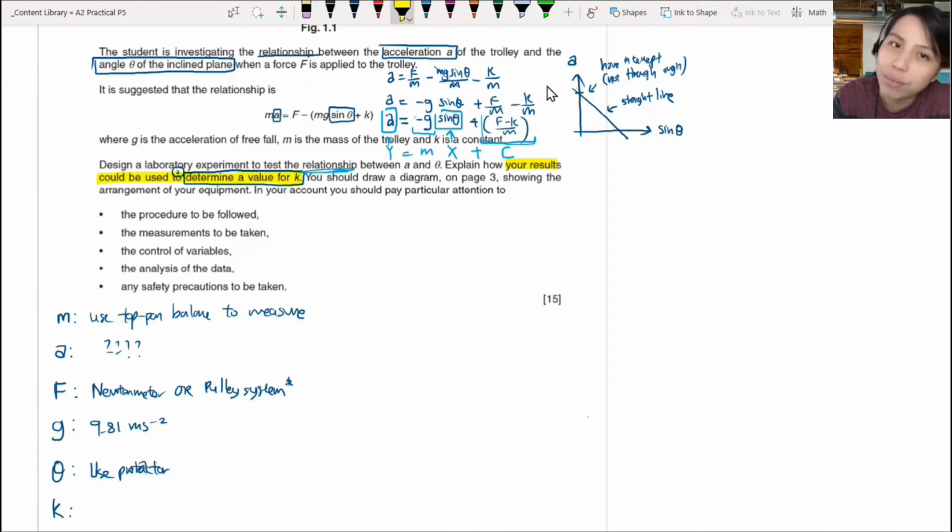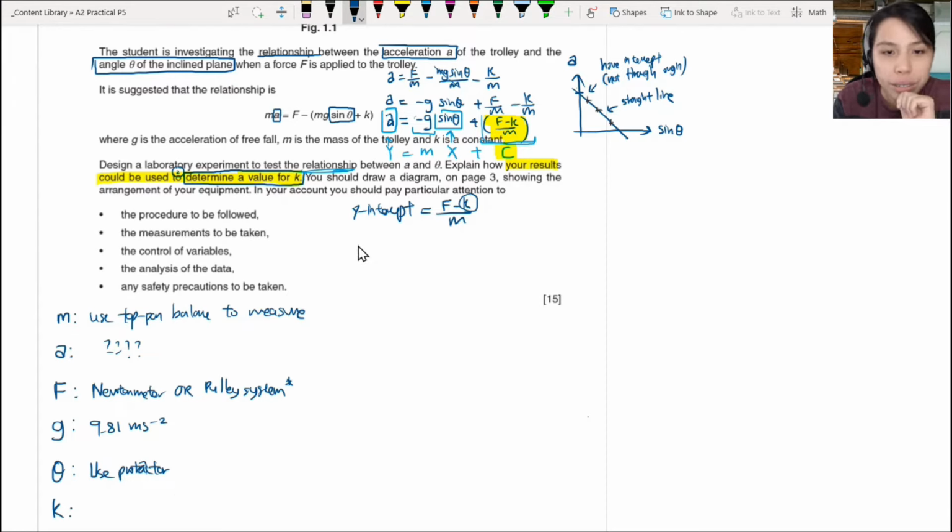Results means our graph. Remember, we plot points, we plot error bars, usually, then we fit a line. So that means you have some intercept, which is f minus k over m. So usually, if you want to find k, you have to say the y-intercept equals f minus k over m, and this is the one we want to find. That's the purpose of collecting our data. Yes, to be calculated. So we need to include an equation for that in terms of our intercept.